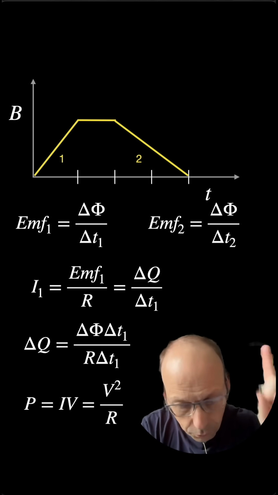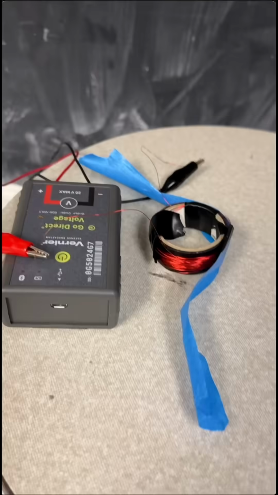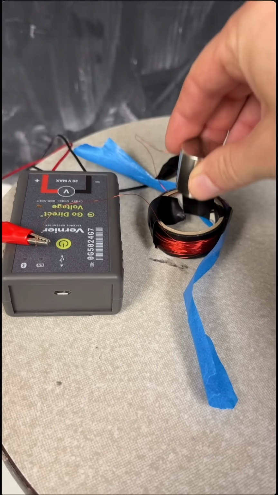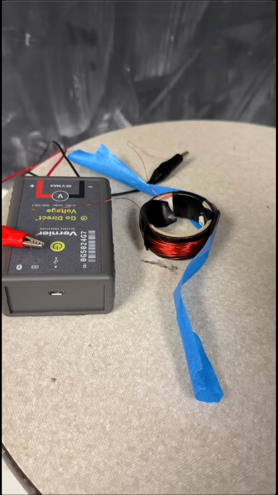But what I really want to do is show you what to do. So here I have a Vernier voltmeter, I guess it's a voltmeter, and I can collect the voltage as a function of time across this coil as I move the magnet in fast and then pull it out slow. And that's what I did. And here's the data from that.